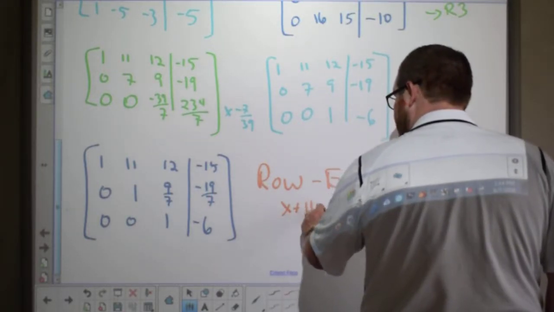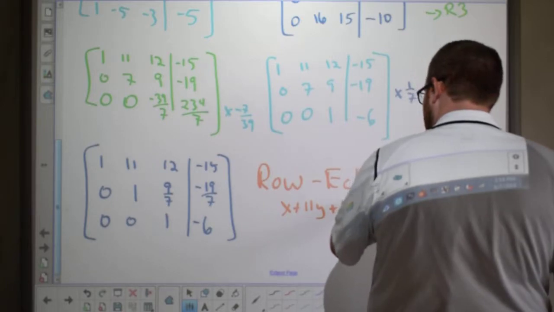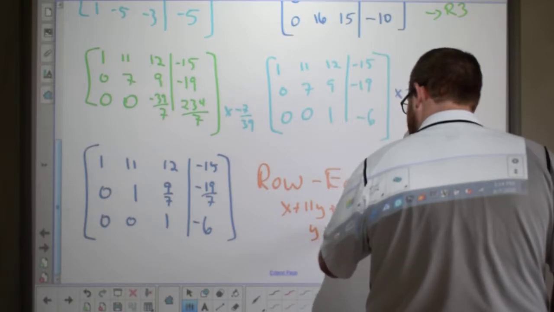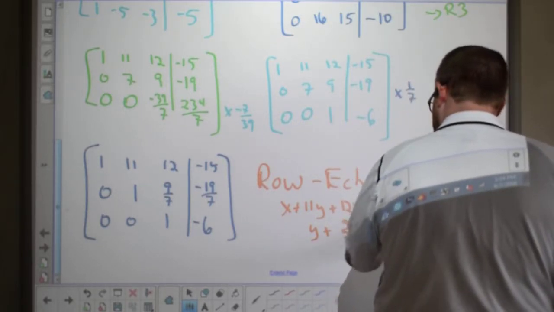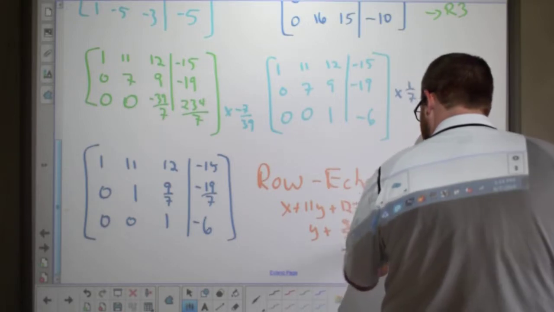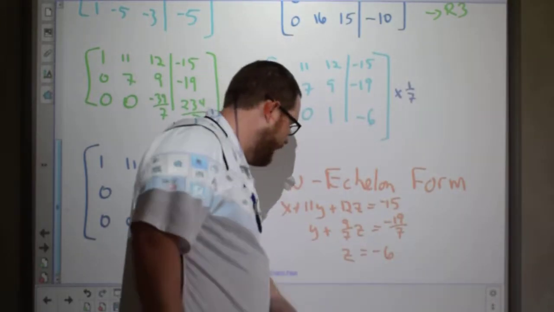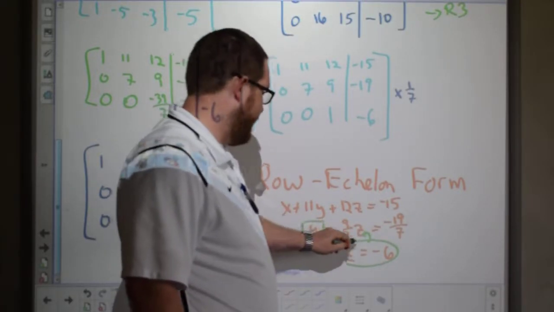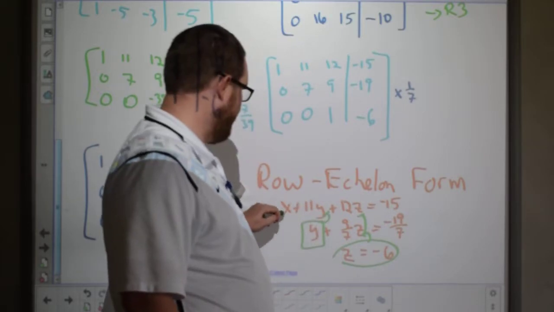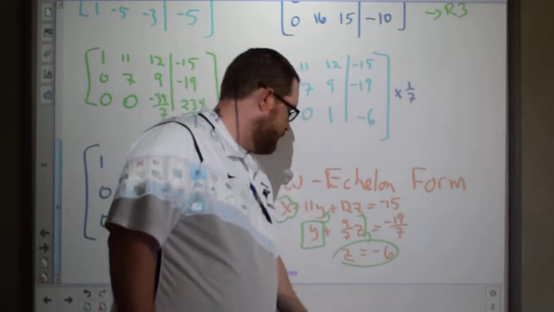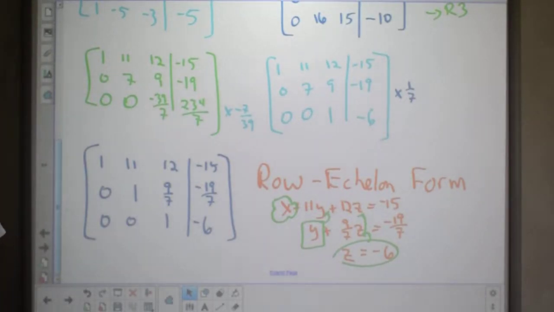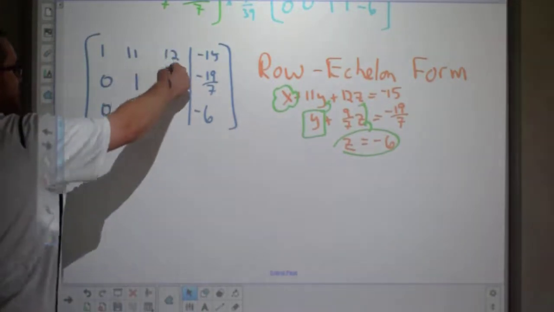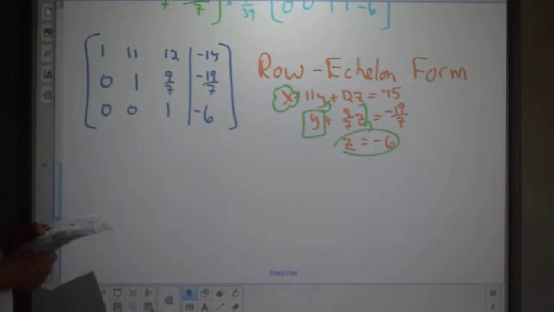x plus 11y plus 12z equals negative 15. y plus 9 sevenths z equals negative 19 sevenths. And then z equals negative 6. Now look at that. I know what z is. I can plug it in here and then find y. And then I can plug it in here and find x. So that's one way to do these problems, put it into row echelon form. But I'm not going to stop there. I'm going to keep going until I have zeros up here as well. Okay, so that makes sense.